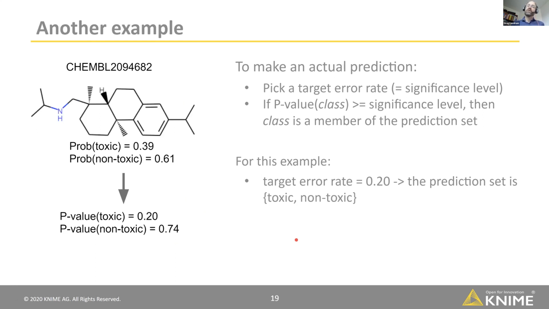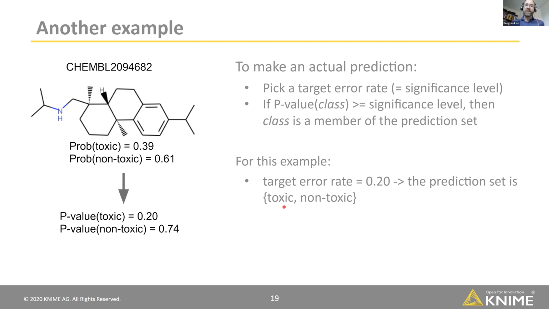Here's another example. This particular compound, from the random forest, the probability of toxic is 0.39, which translates into a p-value for toxic of 0.2, and the probability of non-toxic is 0.61, which translates to a p-value of 0.7. So here, if I were to take a target error rate of 0.2, the prediction set would again include both toxic and non-toxic, because both of these values are greater than or equal to 0.2.